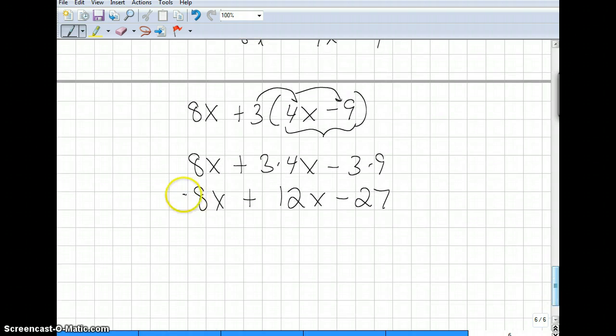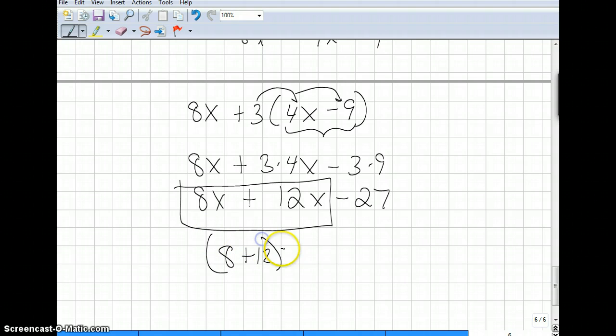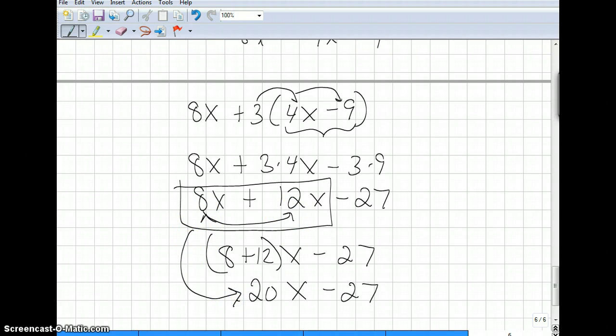Then, with these two, we use the reverse of the distributive property, and we factor out the x. We would get 8 plus 12 times x minus 27. And so 8 plus 12 is 20, so that would give us 20x minus 27. And of course the shortcut is to just add the 8 and the 12 here and go straight to this.